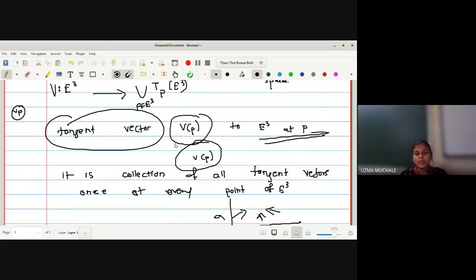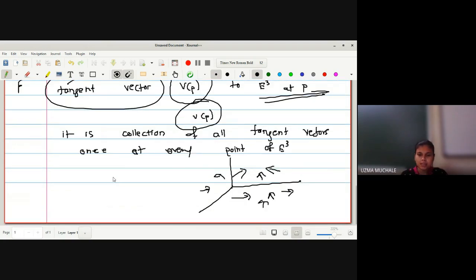So V of P, the small v of P, is a tangent vector in a vector field, and it is simply a tangent vector which we have defined earlier. So in short, you can say it is a collection of all the tangent vectors, one at every point of E3 space. You can see here, this is your E3 space. At every point, you can find one tangent vector. Are you getting me, the definition of a vector field?